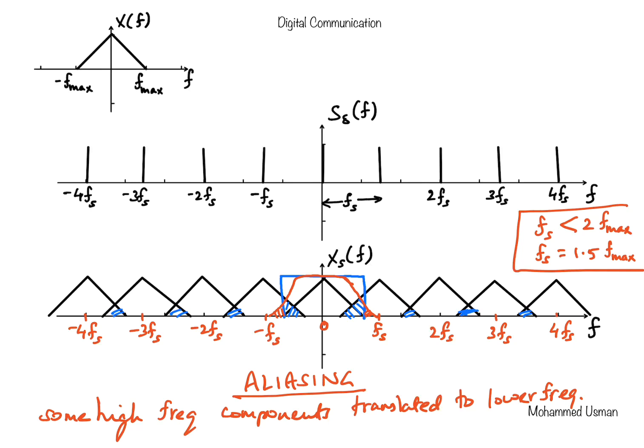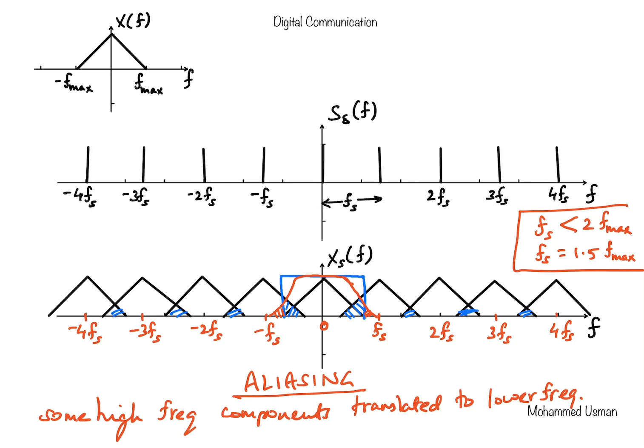In the next part of the video, I am going to illustrate and show how to calculate the alias frequencies, right? So in general, aliasing means some high frequency component getting translated to a lower frequency, but how do we work out which high frequency components get translated and to which lower frequency components they get mapped? So we'll look at that process in the next part of the video.